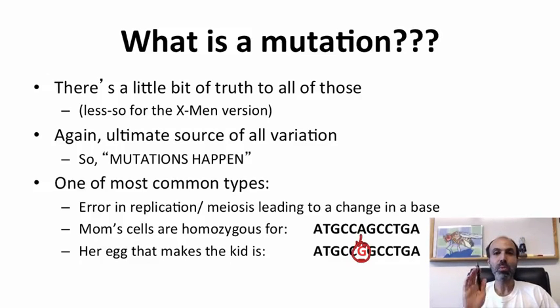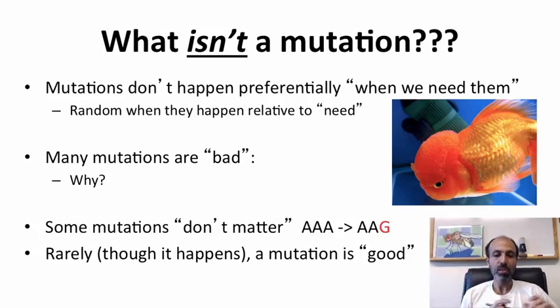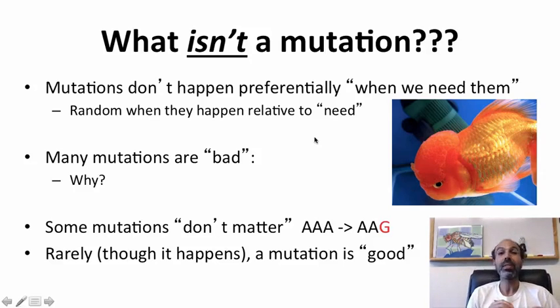Now importantly, let me emphasize what a mutation is not. So mutations do not happen when you need them. Right? They don't happen preferentially when you need them. You can imagine something like, oh, it would really be great to have 6 fingers. No, that doesn't happen at all. They are random with respect to need.